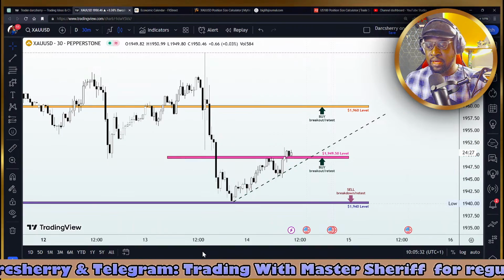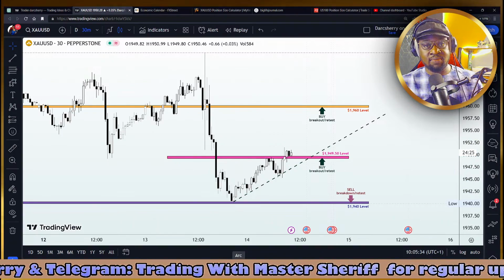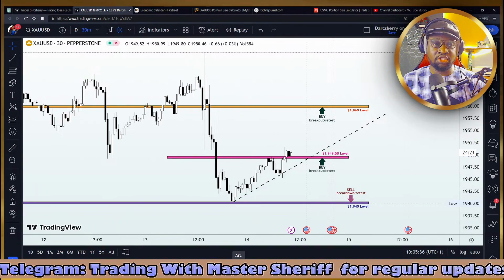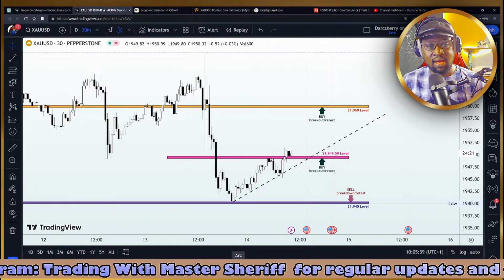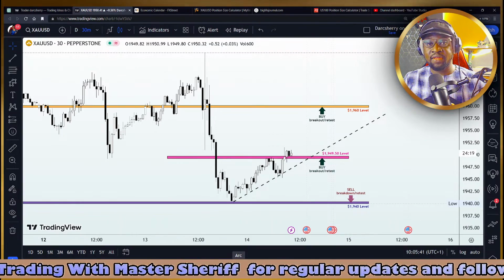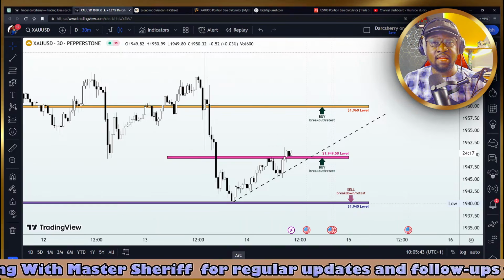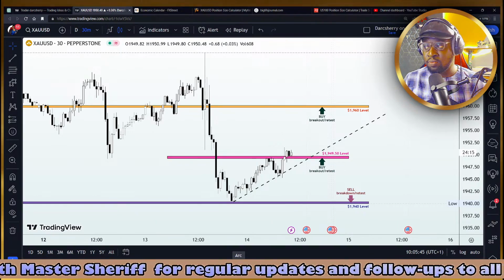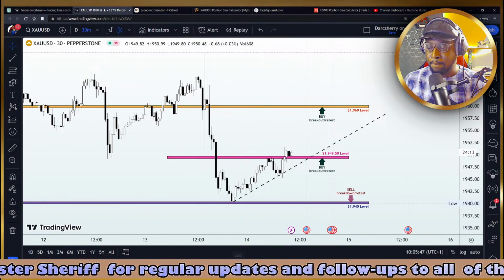So that is my view here on the XAUUSD today, but trust me, I'm going to be with you in the comment section of both my TradingView and Telegram platform to give you updates as and when due, if there are any new interesting setups coming up.